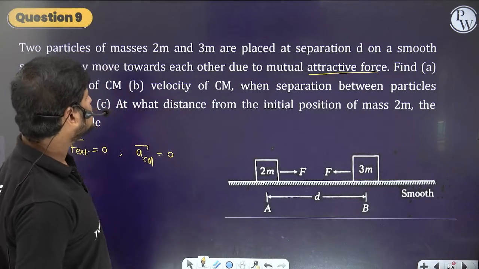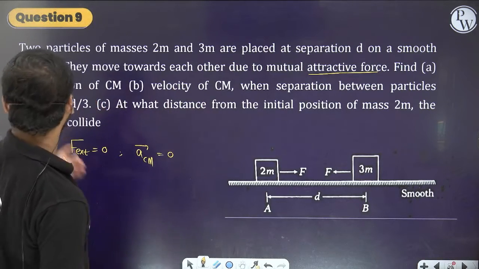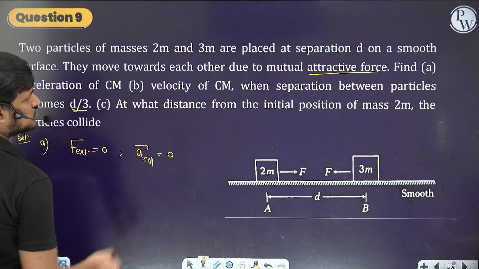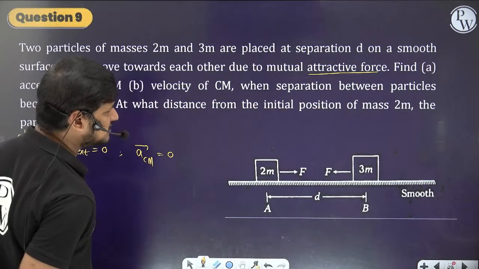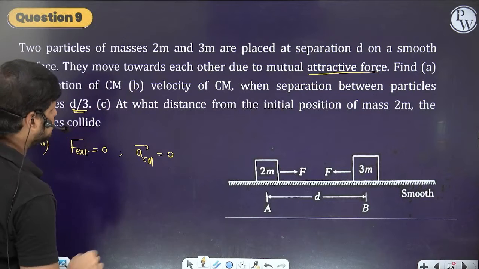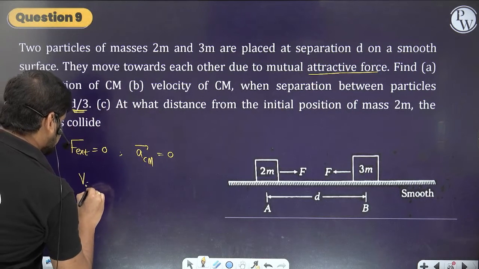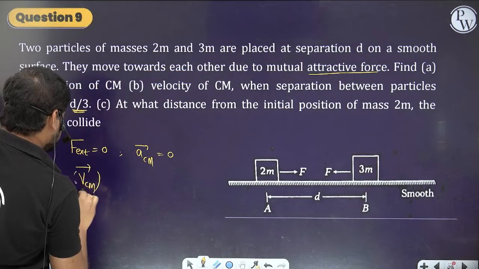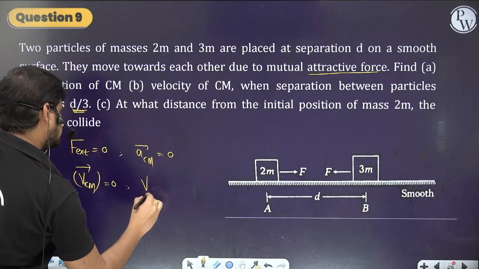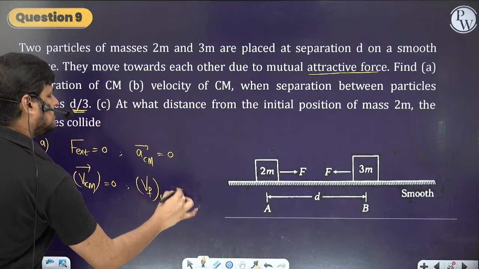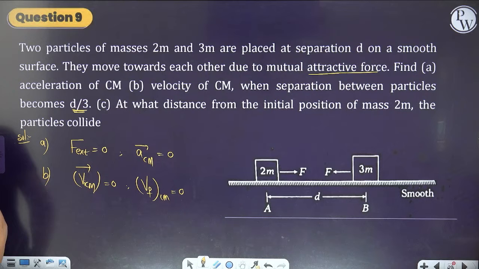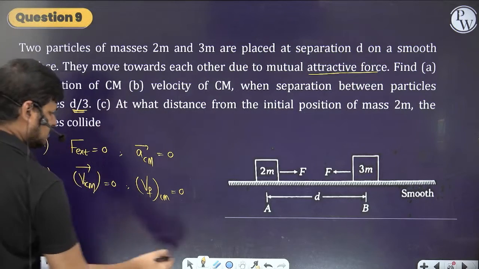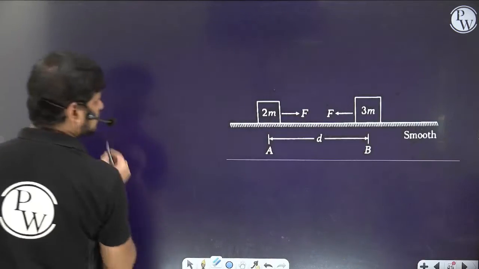And the second question. What is the velocity of center of mass when the separation between the particles becomes d by 3? So the second question, B part. The velocity of center of mass is initially at rest, yes or no? So after some separation also, the velocity of the center of mass will become zero. Final also will become zero. So the second question also done. And then come to the third question. So let's do the third, C part, in the next slide.